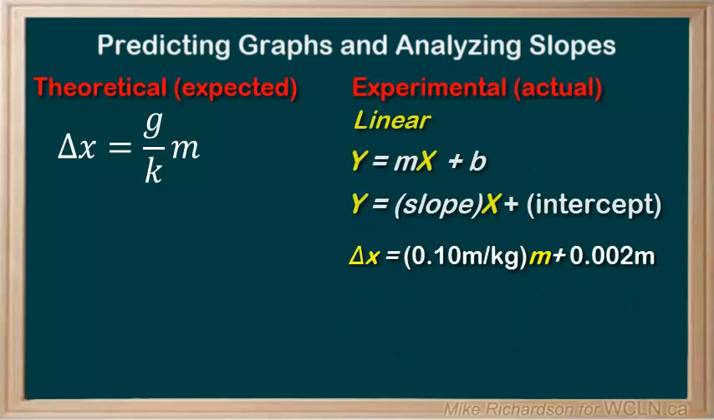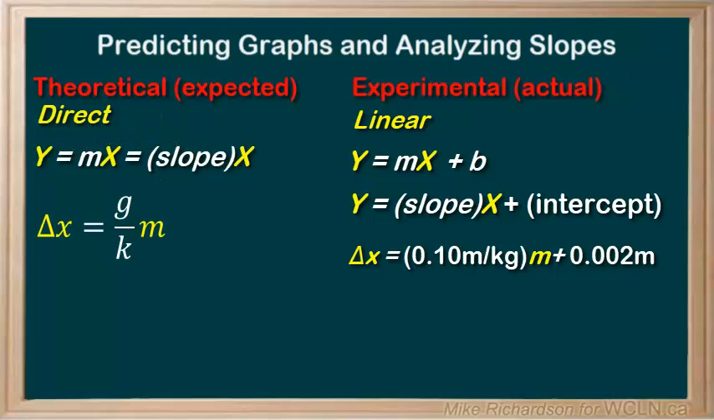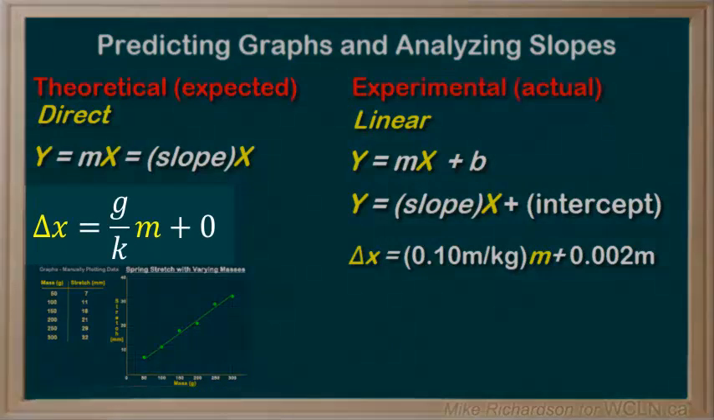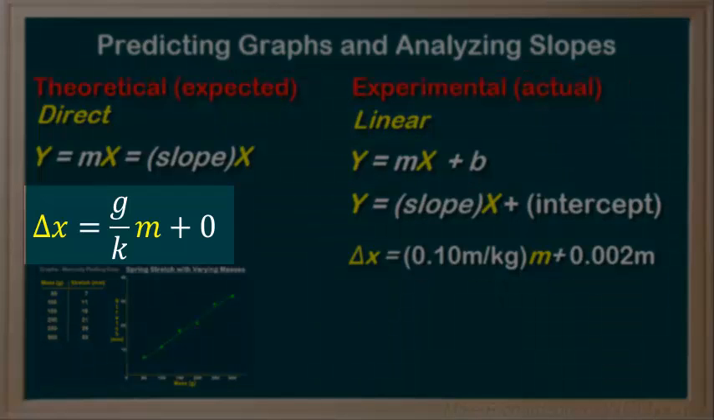Our predicted or theoretical equation shows a direct relationship between delta x and m. Any direct relationship will present as a straight line that passes through the origin. In other words, the y-intercept will be 0. We can imagine our theoretical relation to look as shown.